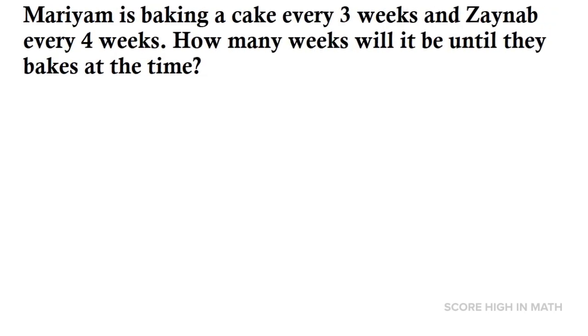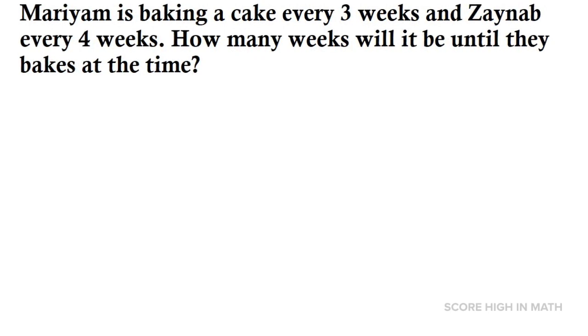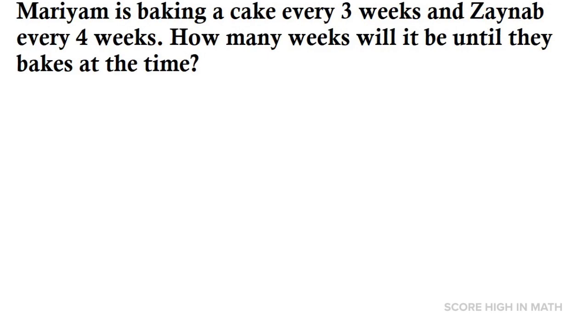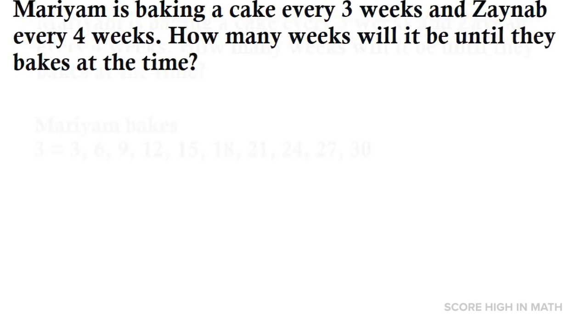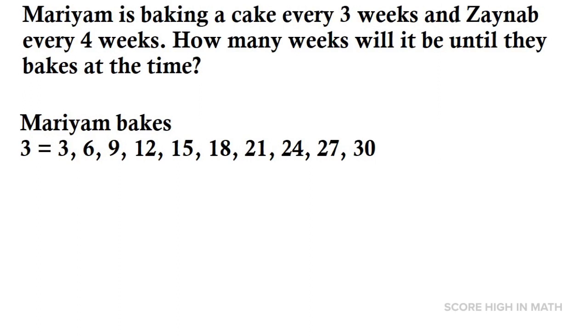Let us work on another example so that you're going to master it. Mariam is baking a cake every 3 weeks and Zainab every 4 weeks. How many weeks will it be until they bake at the same time? Let us work on Mariam first. So, she is baking cake every 3 weeks.